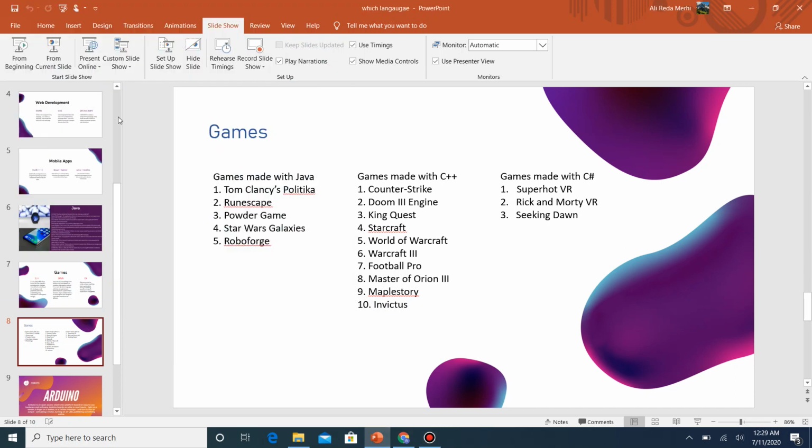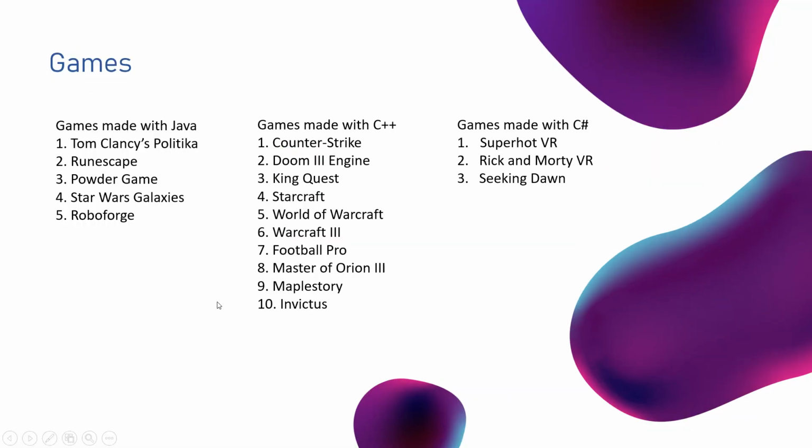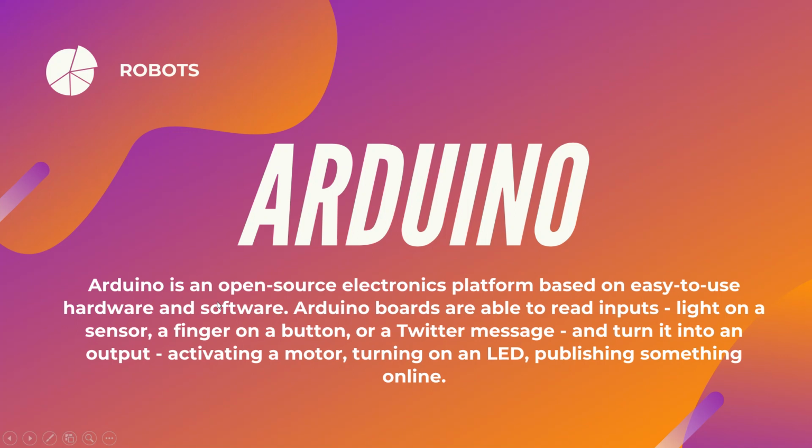So let's keep going. Our last topic for this video is Arduino robots. So Arduino is an open source electronics platform based on easy to use hardware and software. Arduino boards are able to read inputs, light on a sensor, a finger on a button, or a Twitter message, and turn it into an output, activating a motor, turning on a LED, publishing something online. So to explain it, I'll just explain what's written over there. So it's an open source electronics platform based on easy to use hardware and software.